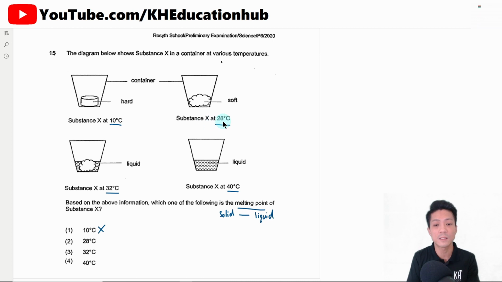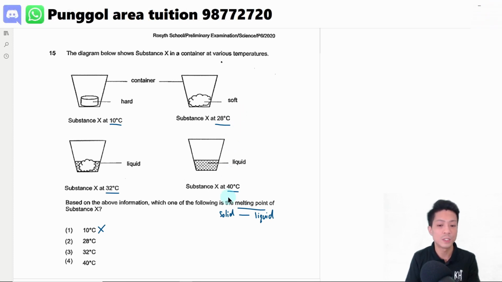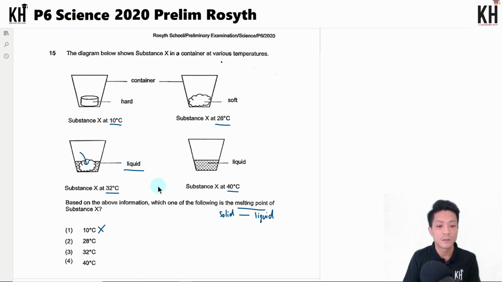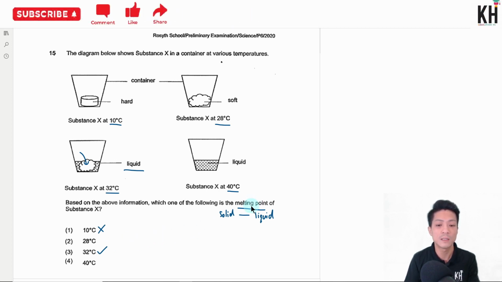Substance X at 28 degrees Celsius should not be the point where it changes from solid to liquid, because if you look at 32 degrees Celsius, there is some liquid formed, and also there is some original solid form of substance X. So 32 degrees Celsius should be the answer because at the melting point you will see both the solid and the liquid states of the matter. Answer is number 3.